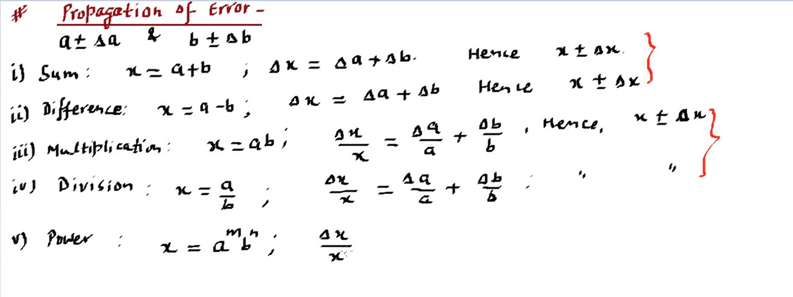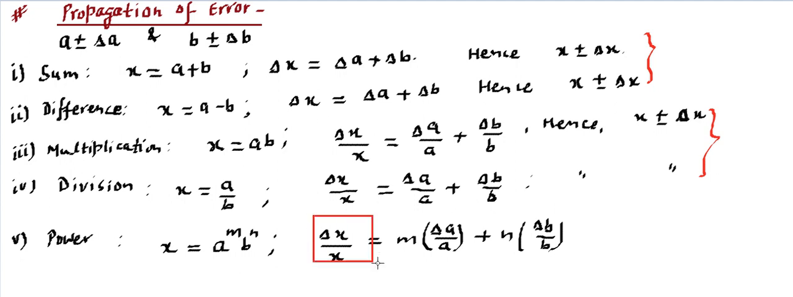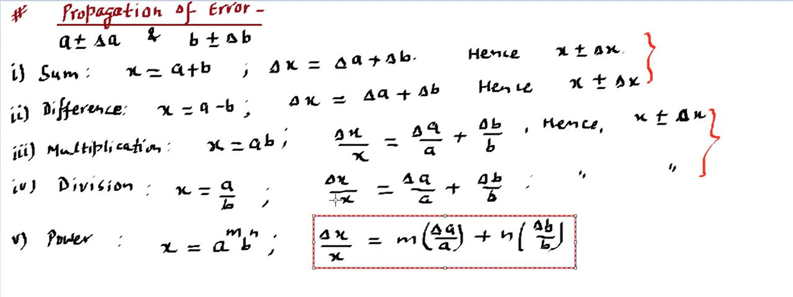The relative error in x is going to be equal to m times delta a by a, that means m times the relative error in a, plus n times the relative error in b. This is going to be used for the power expression. So if you remember this power expression, then you can deduce from it all these expressions: multiplication, division, and power.